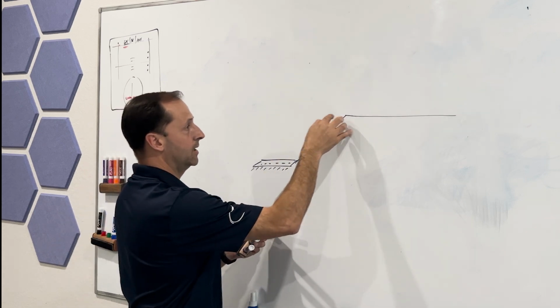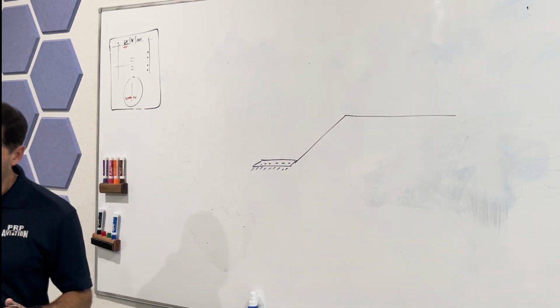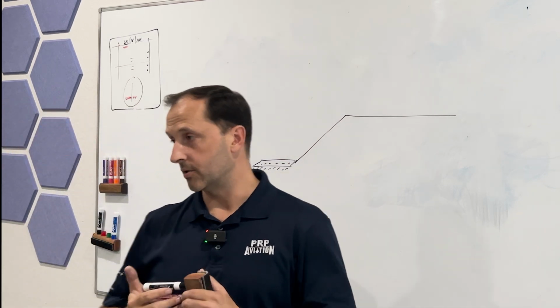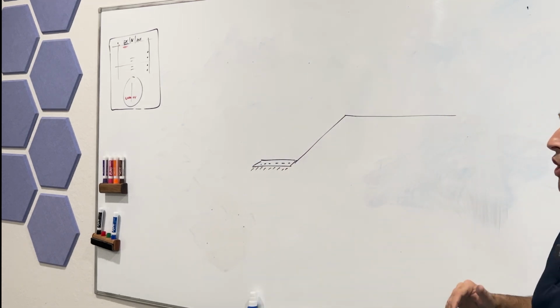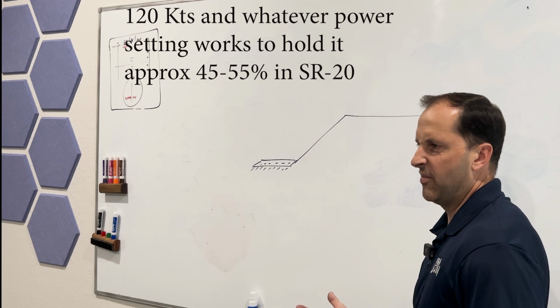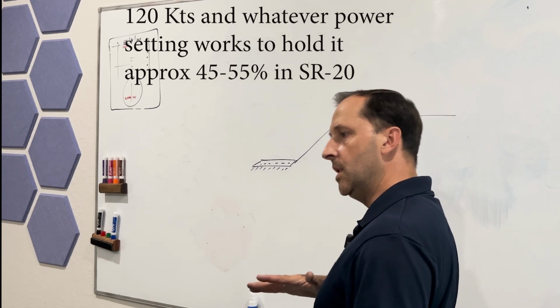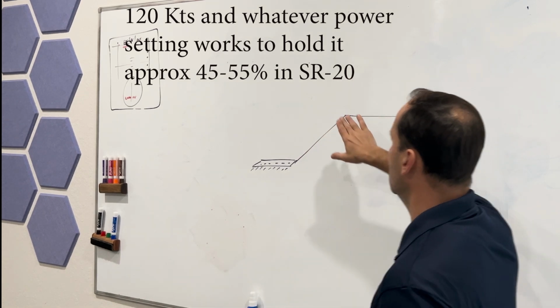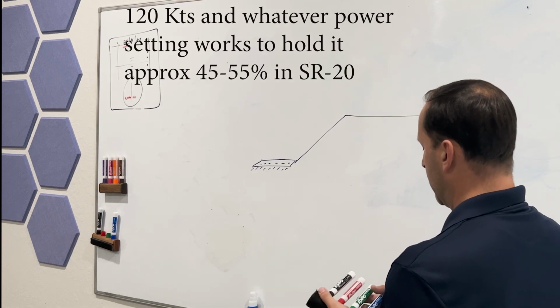For this descent, this is a grandstand view now. Now we're talking mechanics of power settings. In the SR-20, a good power setting for around the radar pattern is just 50% power. It's going to give you about 120 knots, a nice comfortable speed, not too fast, not too slow, and it gets you around the pattern. So 50% power works pretty good.